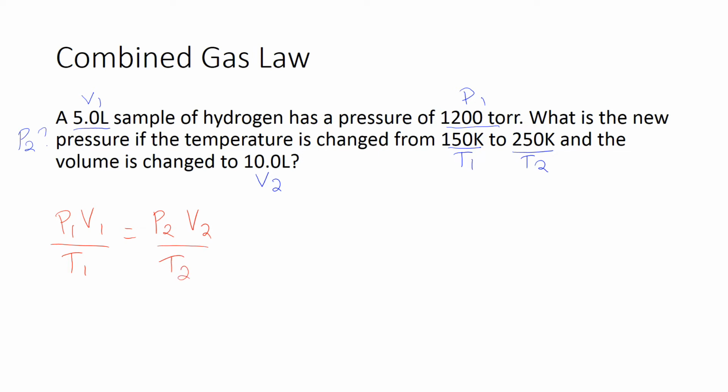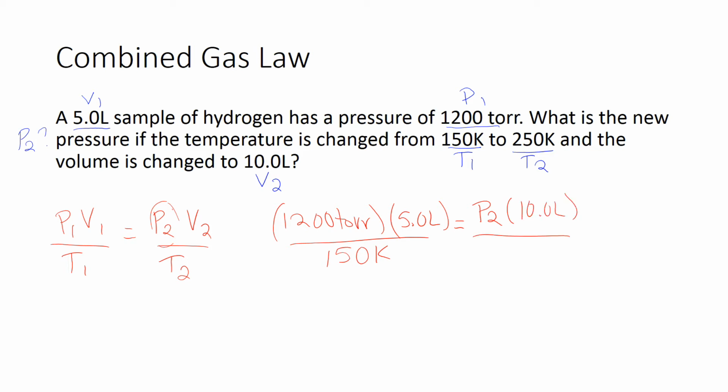So now all I need to do is fill in numbers and solve for my missing value, which the question tells me is the second pressure, so I'll be looking for that one. P1 is 1200 torr times V1, which is 5.0 liters, divided by my initial temperature, which has already been converted to Kelvin. That makes my life a little easier. And pressure 2 I don't know, so I'm going to leave it as P2. But my new volume is 10.0 liters, and my new temperature is 250 Kelvin.